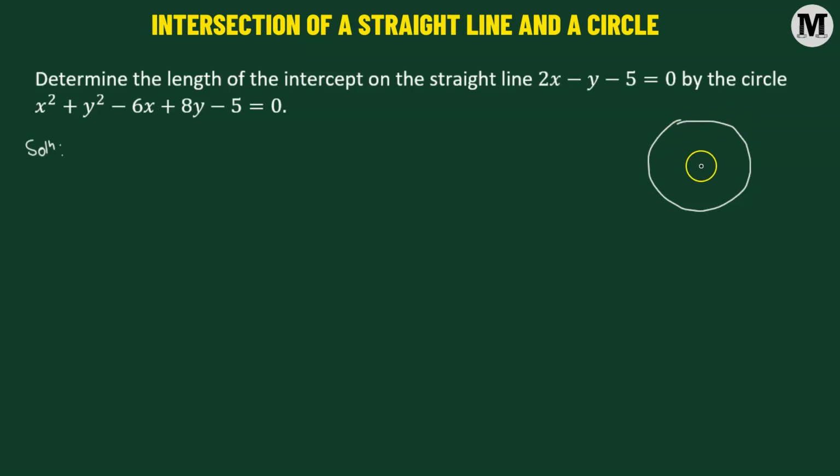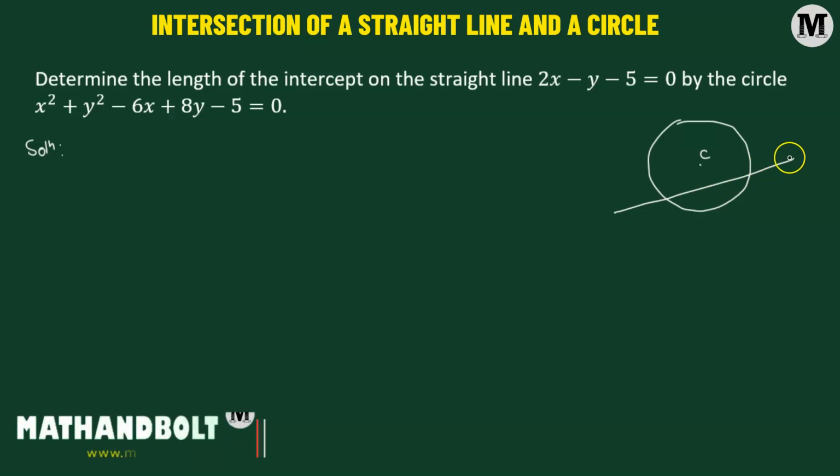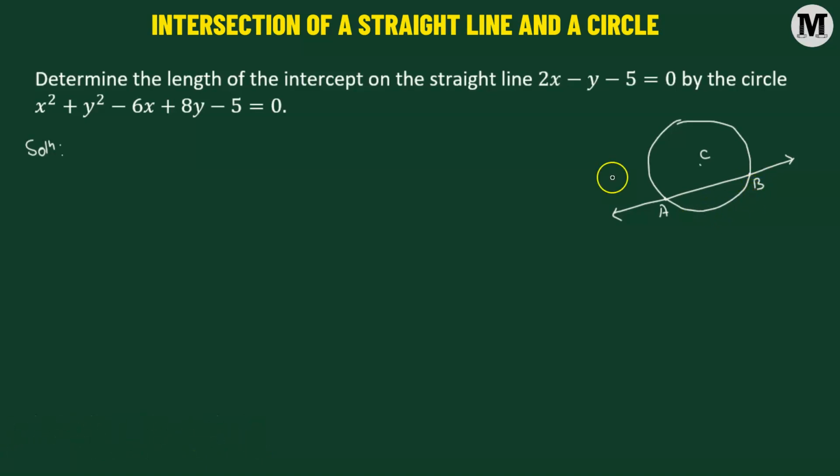Let us suppose that the circle is centered at point C. Now we have a straight line which intersects the circle at 2 points. Let's call those points point A and point B. Our goal will be to determine the length of the intercept of the straight line. That means the length of AB. AB is the intercept. Right.